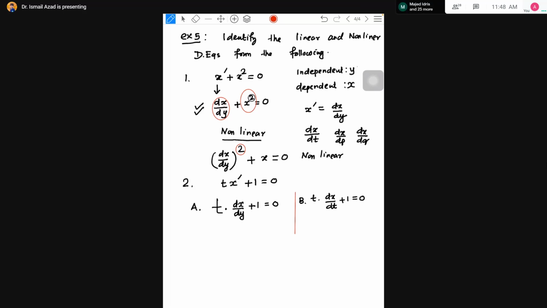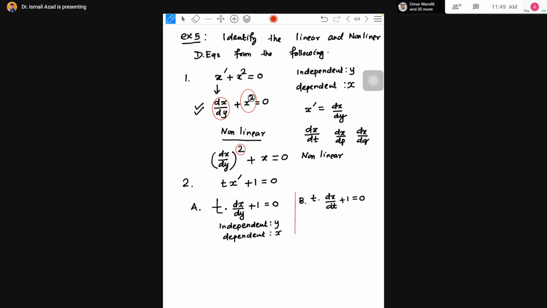You have to see what is independent here first. Independent is Y, and dependent is X. So what is the multiplication here? T. T is any number, nothing to do with the dependent variable. Our definition says multiplication of the dependent variable with its derivative. So yes.